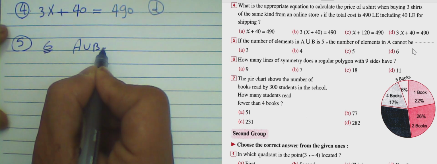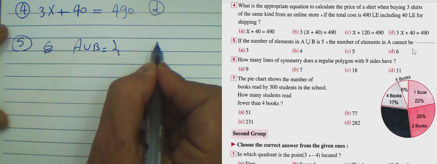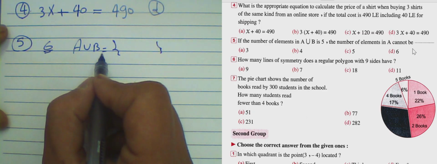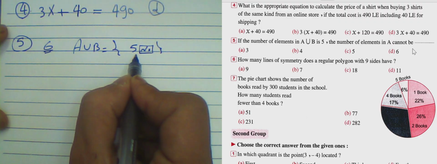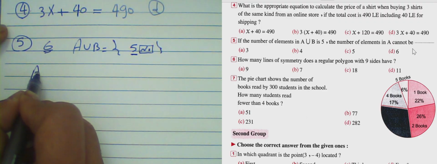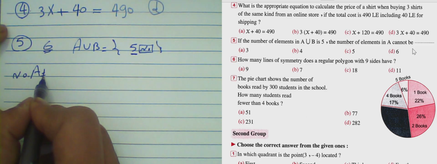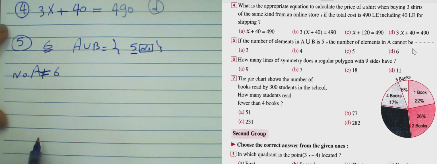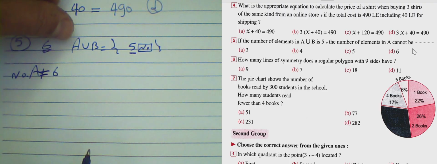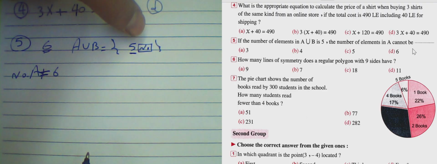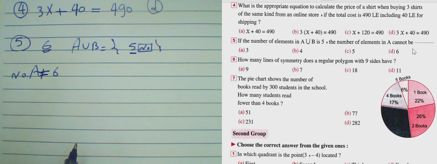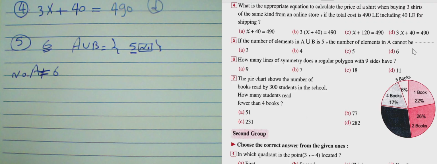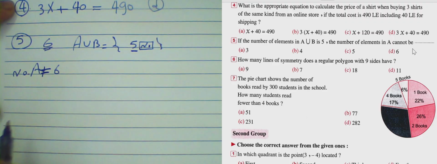Question number 5. If the number of elements in A union B equals 5, then the number of elements in A can't be equal to 6. It can't be 6 because the information tells us that in the union, the number of elements is 5. Then A must have 5 elements or fewer, so A is not equal to 6. The union means writing all elements in A or B. If B equals the null set phi, and we have 5 elements in A, then the union between them has 5 elements. Then A is not equal to 6.